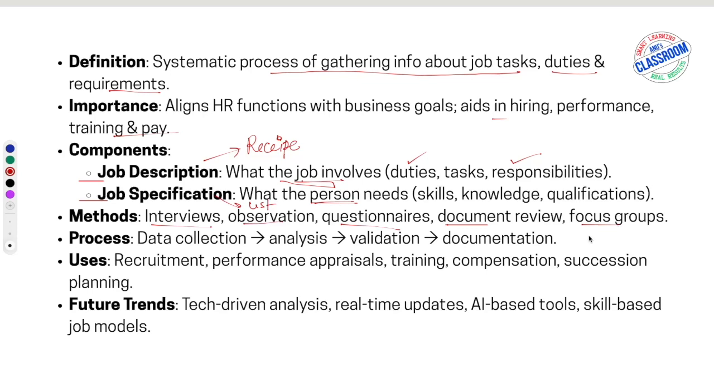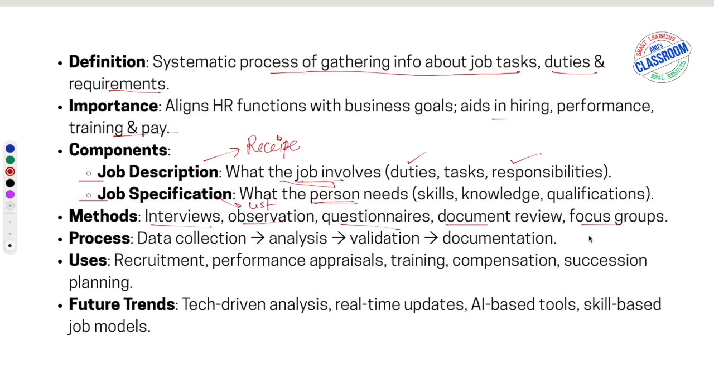Then the last method is focus groups. What happens in focus groups is you put a bunch of employees or supervisors together and ask them to discuss the job. This can work well when you want to understand the collective opinion, but you have to be ready for dominant voices that hijack the discussion. There is always someone in the team who knows how to dominate the entire group, right? So if things happen like that, then you might not get what you are actually after.